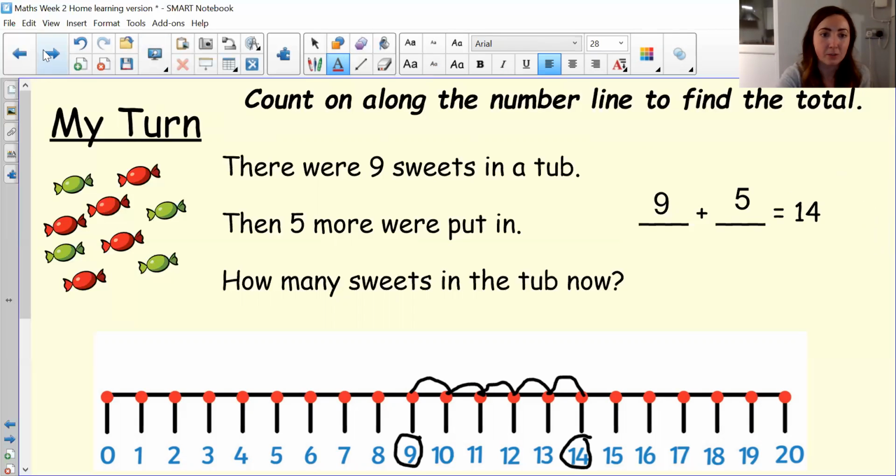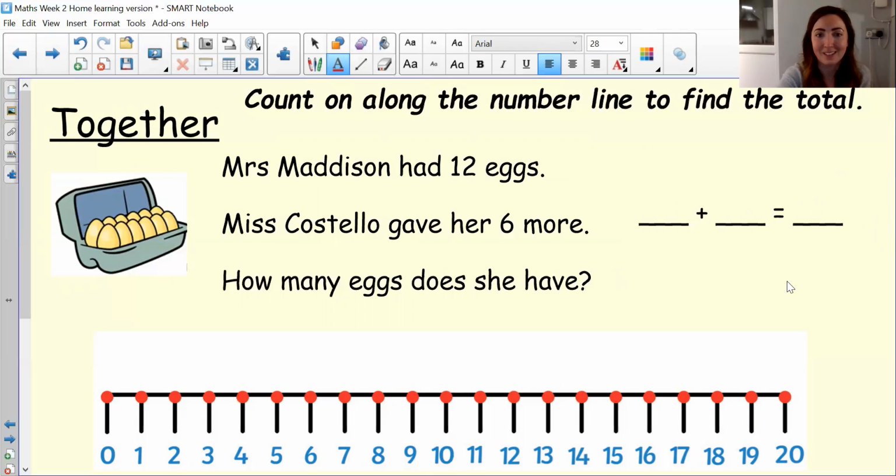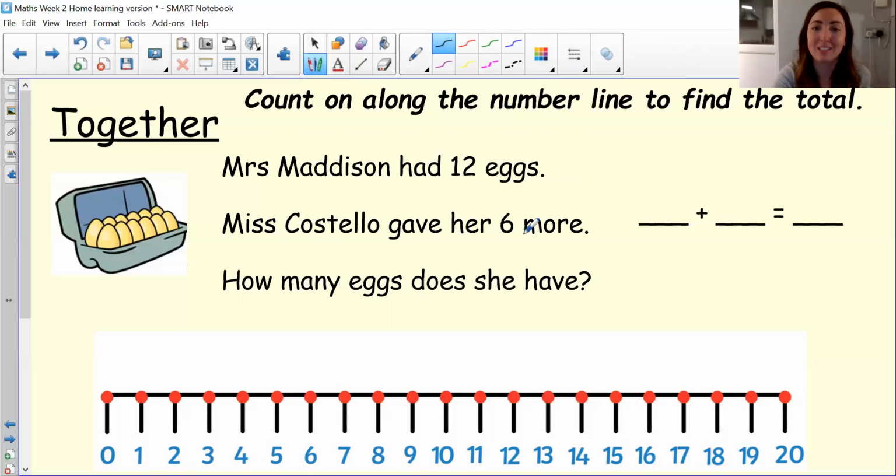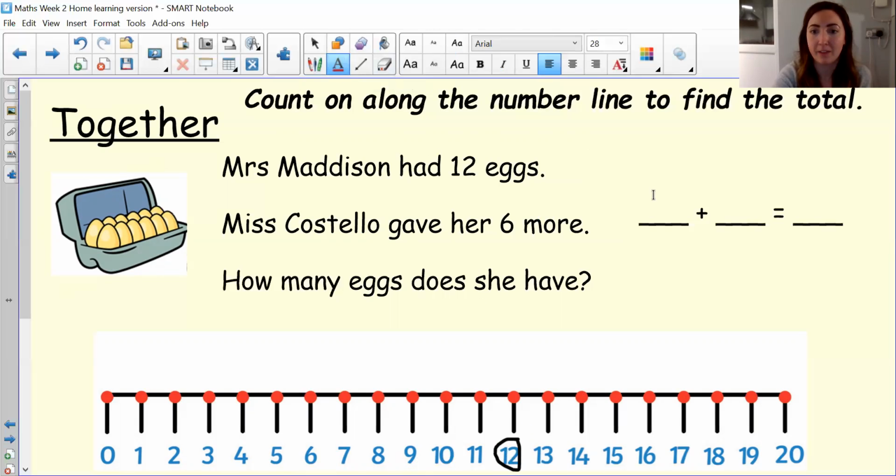Now let's do the next one together. Okay, so a similar word problem this time. We need to count on the number line to find the answer. So this time it says, Mrs. Madison had, what number is this? 12 eggs. So where do we start on the number line? We start at the number 12. That's how many eggs she had first. Okay, and I can put that up here as well in my number sentence. First there were 12 eggs. Mrs. Madison had 12 eggs.